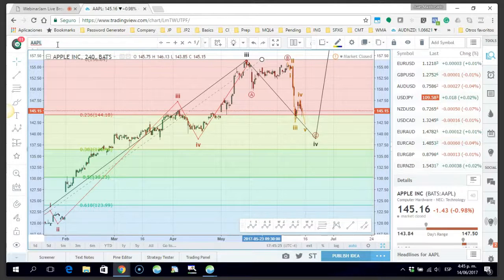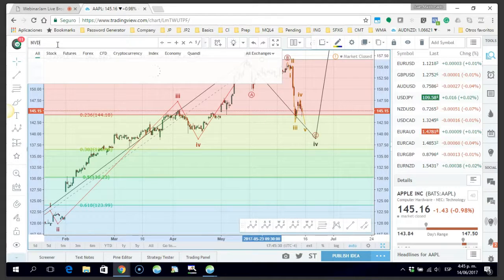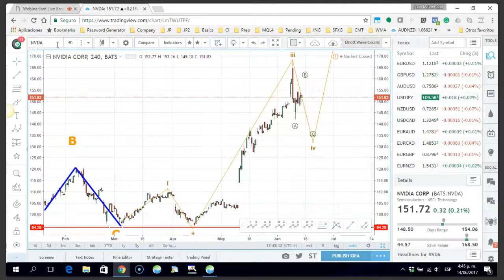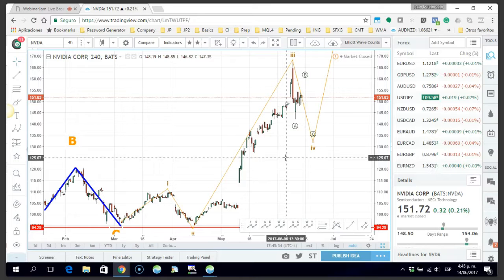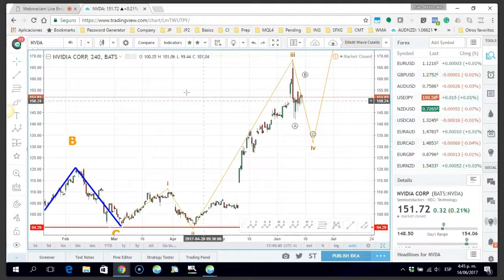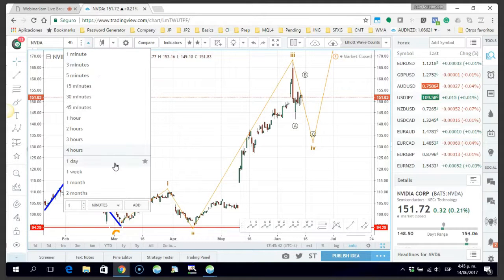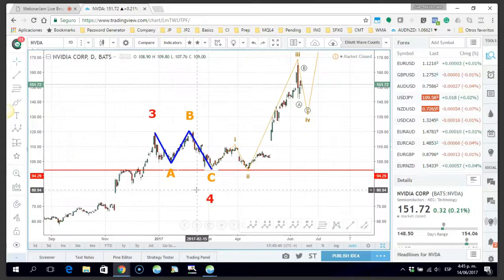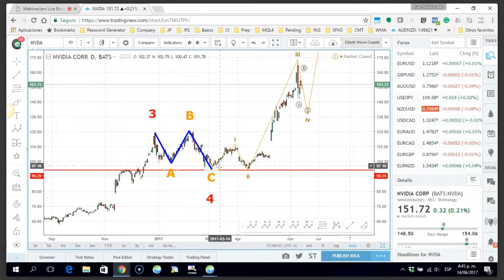The next instrument I would like to cover is NVDA, that is showing a similar structure, a little bit more powerful. This move has been extremely powerful. We have been doing the same as Apple, watching every retrace and getting ready for the continuations. So this is a daily chart.